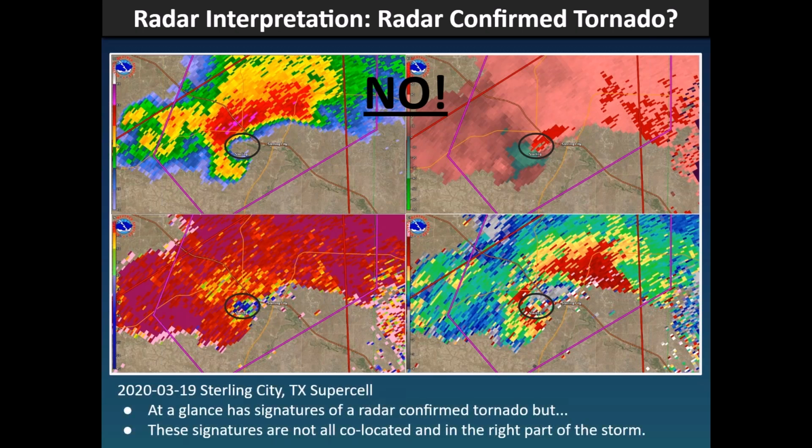So, another Sterling City, Texas supercell. At a glance, it looks like there could be a radar confirmed tornado, but these signatures are not co-located and in the right part of the storm. So just something to keep in mind, that you want everything to be located in the right part of the storm on top of each other.